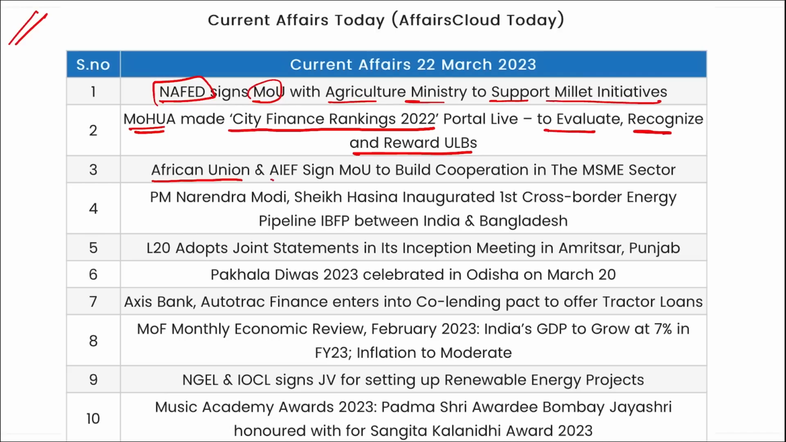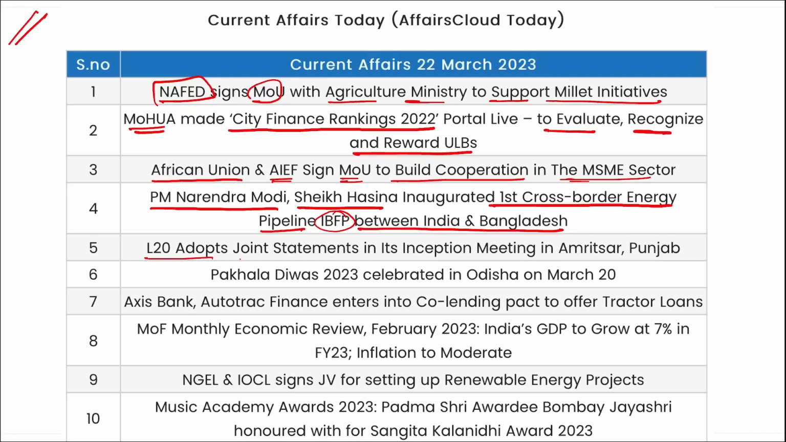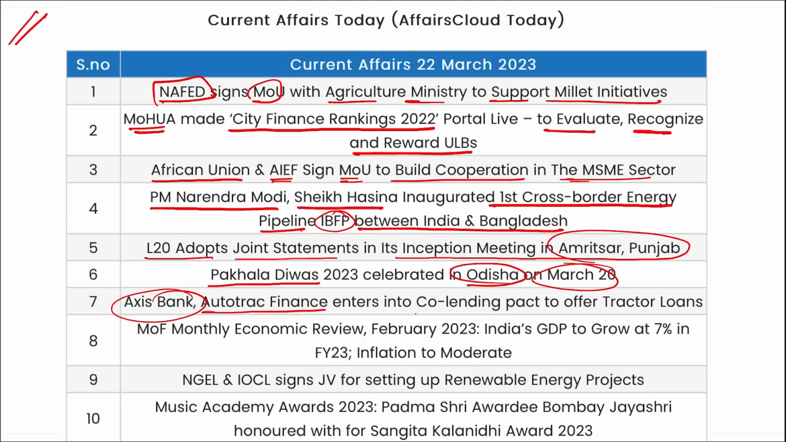African Union and AIEF signed an MOU to build cooperation in the MSME sector. PM Narendra Modi and Sheikh Hasina inaugurated the first cross-border energy pipeline between India and Bangladesh. L20 adopts a joint statement in inception meeting in Amritsar, Punjab. Pakala Divas is celebrated in Odisha on 20th of March. Axis Bank and Autotrack Finance enter into a co-lending pact to offer tractor loans.